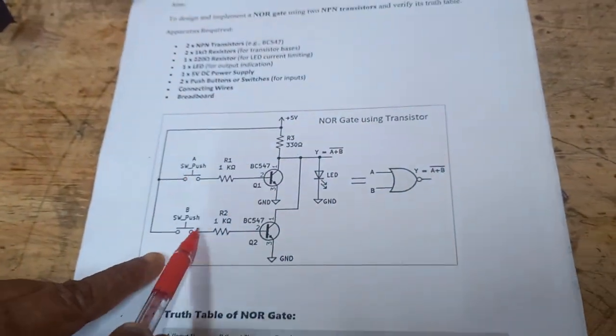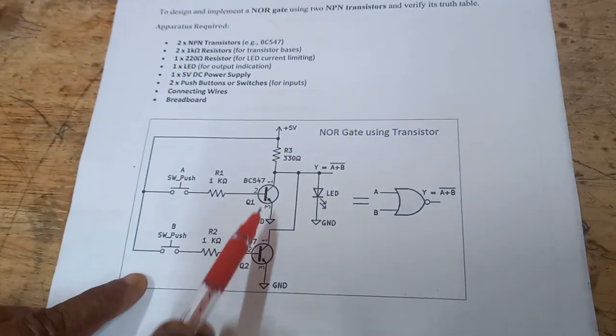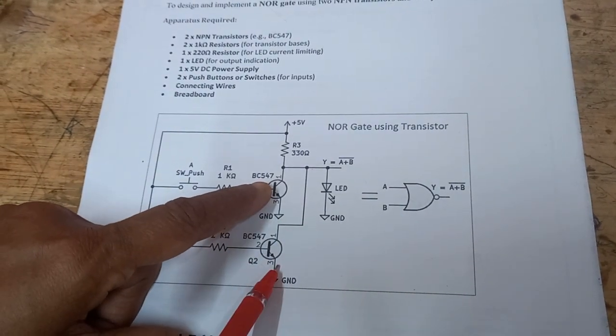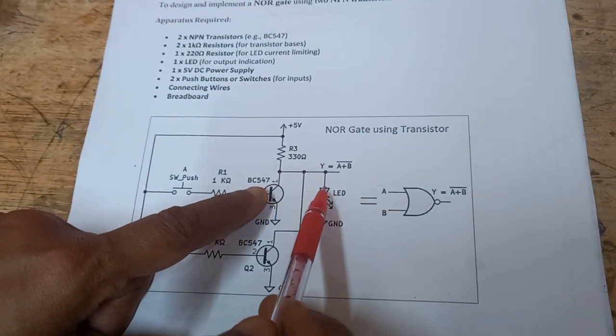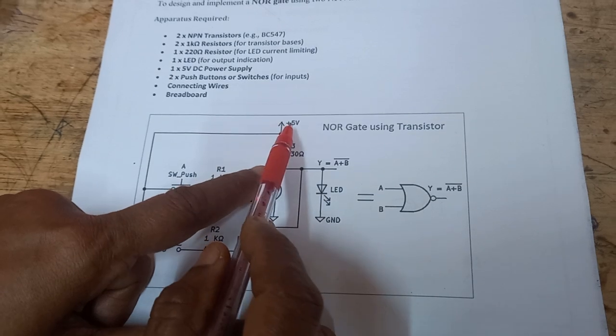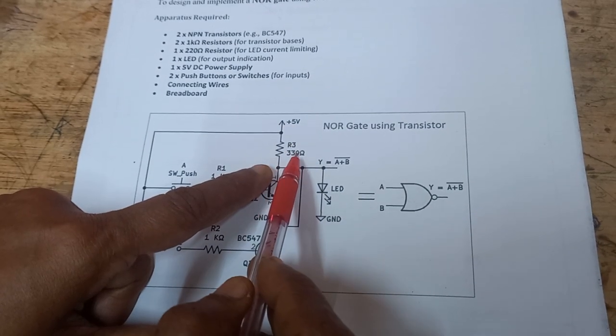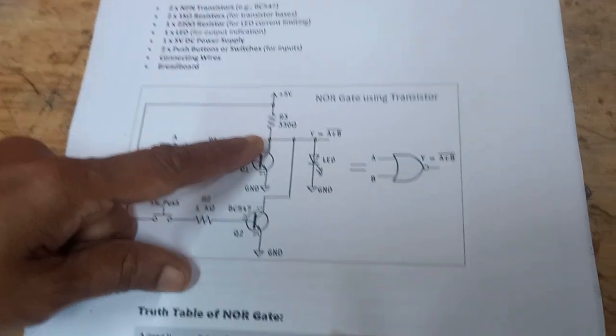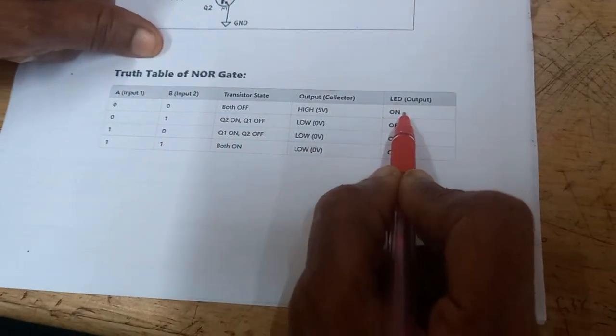How does it work? When both switches are off, no current flows to the base of the transistors. Both the transistors are in off condition, but the anode of the LED is tied to the 5 volt supply through the 330 ohm resistor. Therefore, LED turns on. So this is the first case. When both are off, LED turns on.